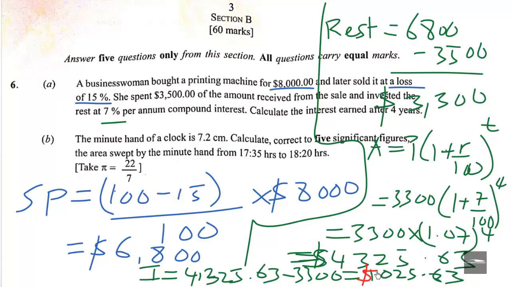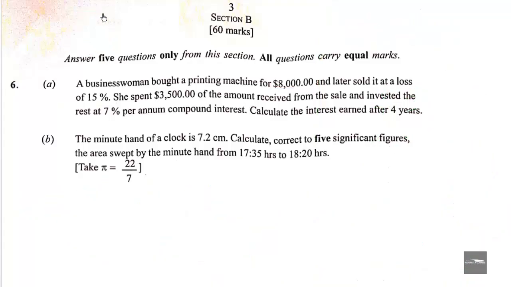And we are also asked the B part of the question. So this is the A part. Now the B part of the question, we are asked to find the area swept by the minute hand from 17:35 hours to 18:20 hours. The minute hand of the clock is 7.2 centimeters, and we have to correct it to 5 significant figures. So how do you go about that?